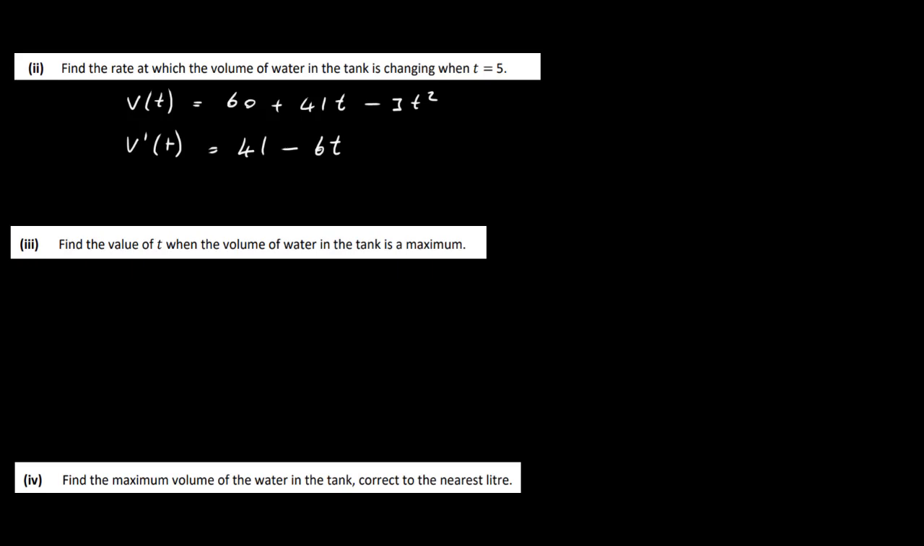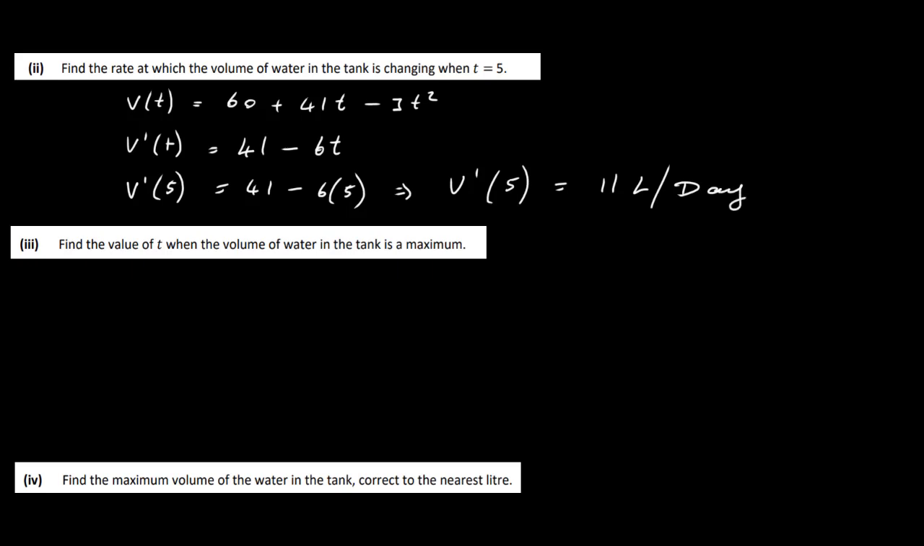Now we want t to be 5, so we want v prime 5. So that's just going to be 41 minus 6 times 5, and when you do that then you get the rate of change when t is 5 as 11. So that's going to be 11 litres per day. Remember, the volume here is in litres and the time here is in days.